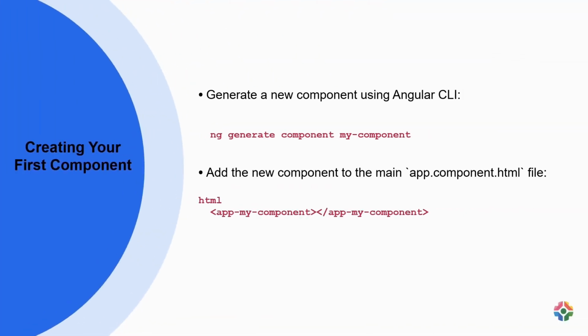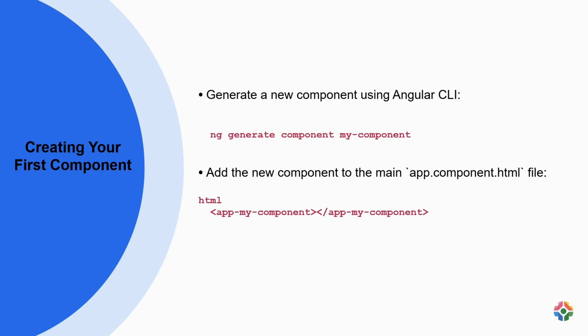To create a new component in an Angular project using Angular CLI, the command is ng generate component, followed by the name of the component. For instance, running ng generate component myComponent would create a new component named myComponent.